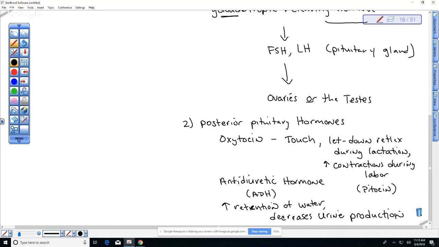Okay, so that decreases your urine production. Yeah, so I think it's kind of interesting that cats can become just addicted or dogs can become just as addicted to you as you are to them. It's called love. It's called love.